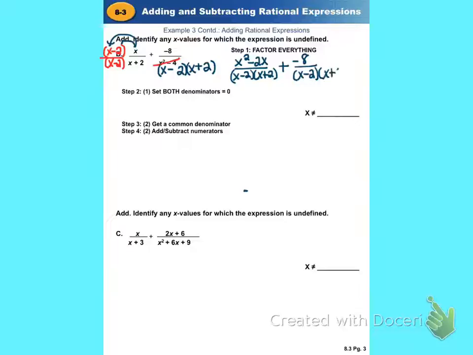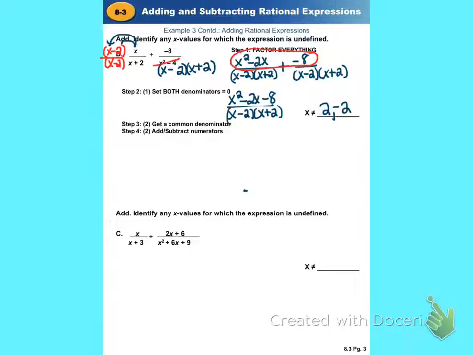x minus 2, x plus 2. Well, I'm going to take care right away of these two places where this is going to be undefined. It's going to be undefined where these factors in the denominators would be 0, and that would be at 2 and negative 2. So I'm just going to take care of that, and now I'm going to do the addition. When I add these together, there are no like terms to put together in the numerator, right? So it's basically this right here: x squared minus 2x minus 8, and my denominator is x minus 2 and x plus 2.